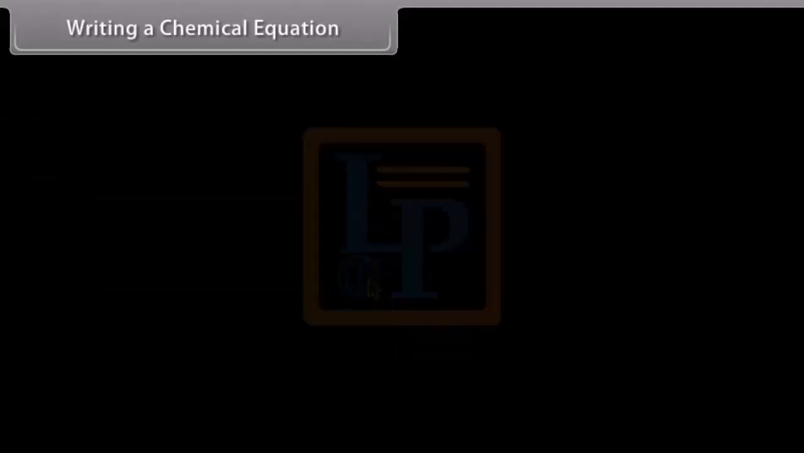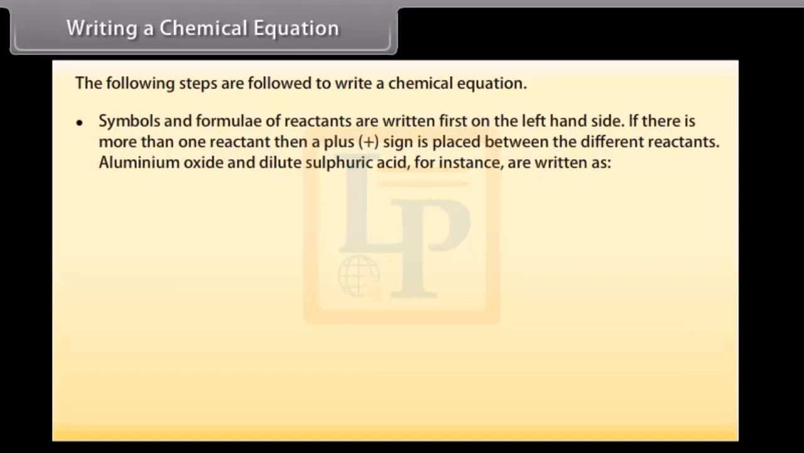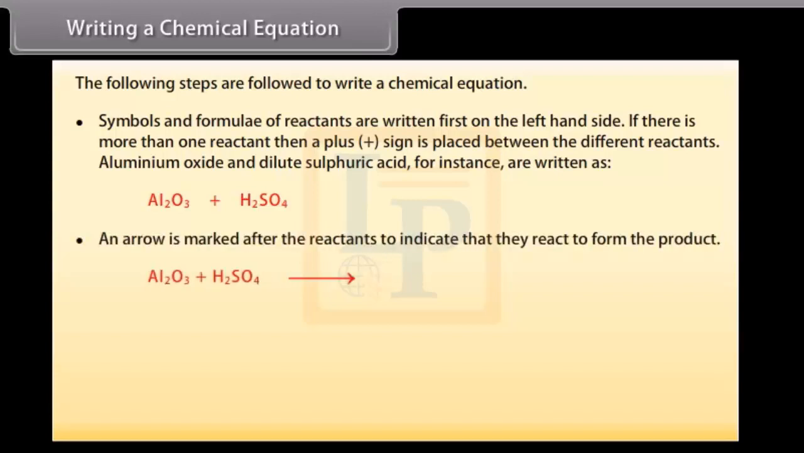Writing a chemical equation. The following steps are followed to write a chemical equation. Symbols and formulae of reactants are written first on the left-hand side. If there is more than one reactant, then a plus sign is placed between the different reactants. Aluminium oxide and dilute sulfuric acid, for instance, are written as Al2O3 plus H2SO4. An arrow is marked after the reactants to indicate that they react to form the product.